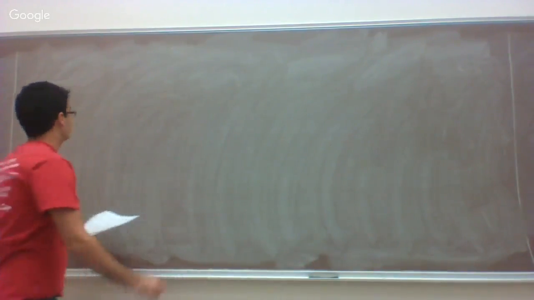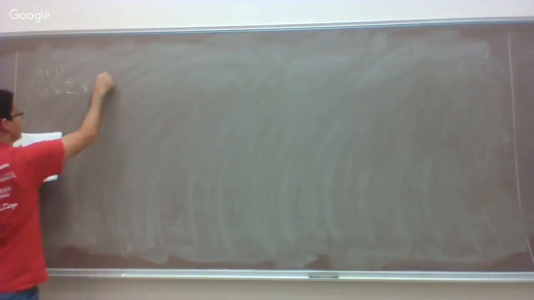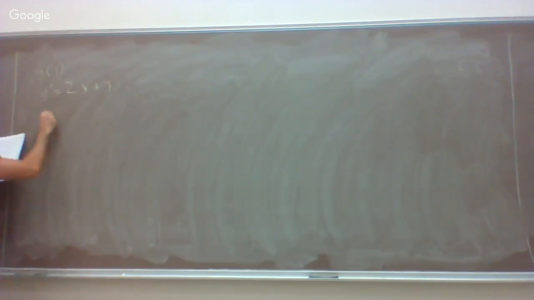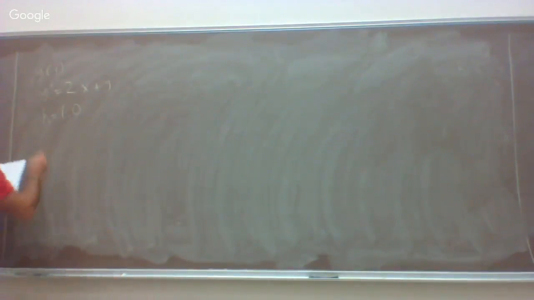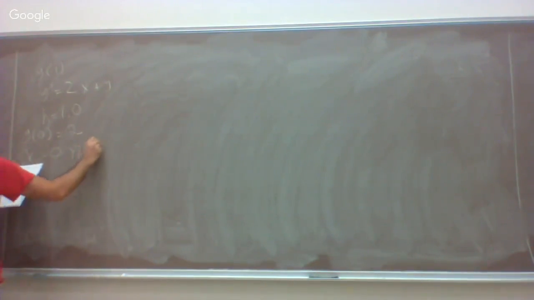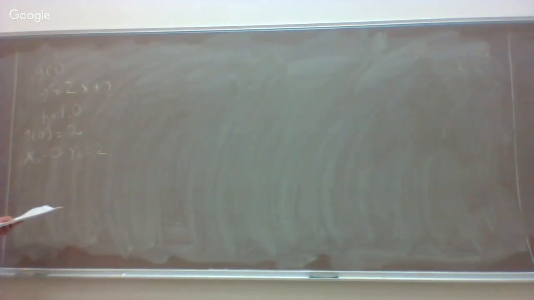So the next one, we use a fourth order Runge-Kutta method to find y of 1 with the same equation, y prime equal to 2x plus y. And they tell us that the step size is 1.0, so that h is equal to 1.0. They tell us that y of 0 is equal to 2. This means my x sub 0 is equal to 0, and my y sub 0 is equal to 2. And then they give us all the equations, so essentially just working through them.